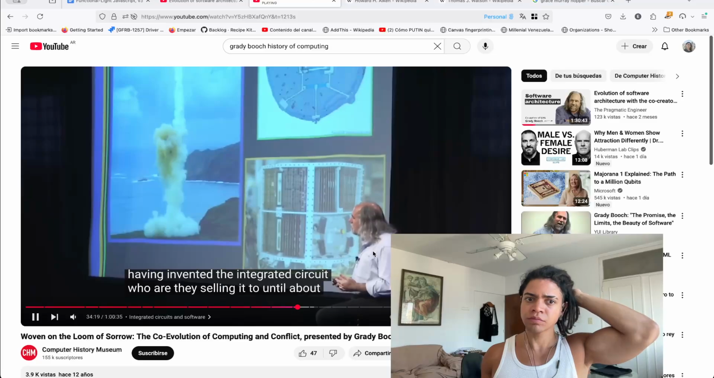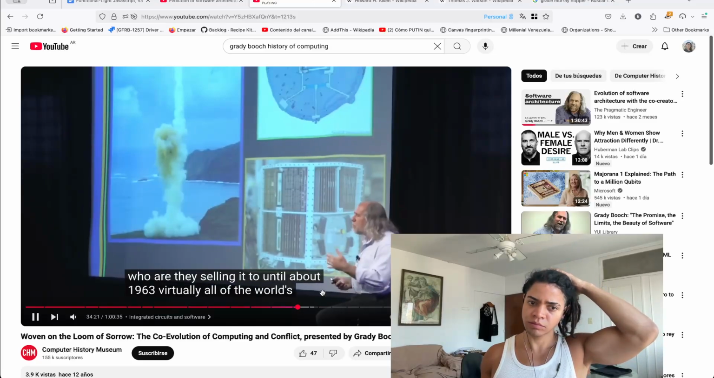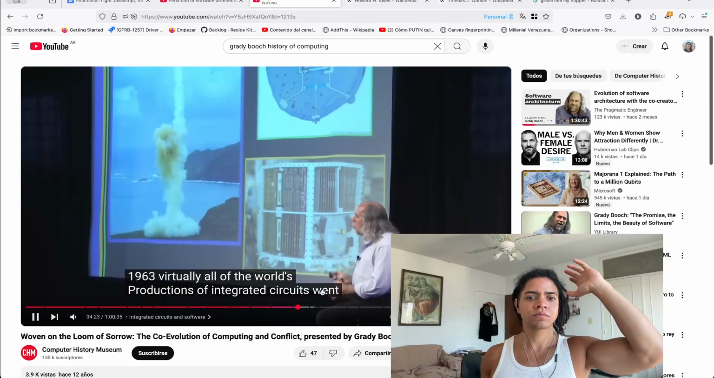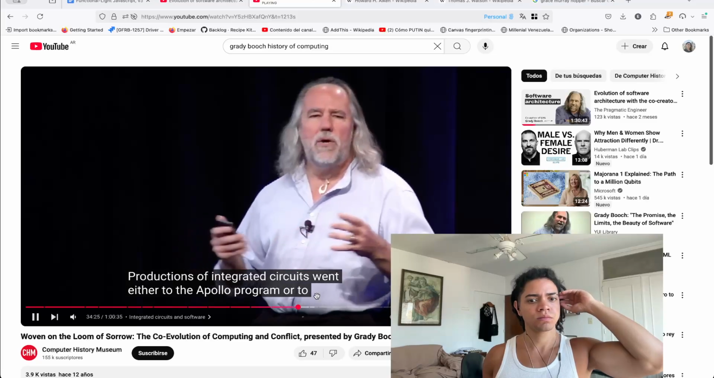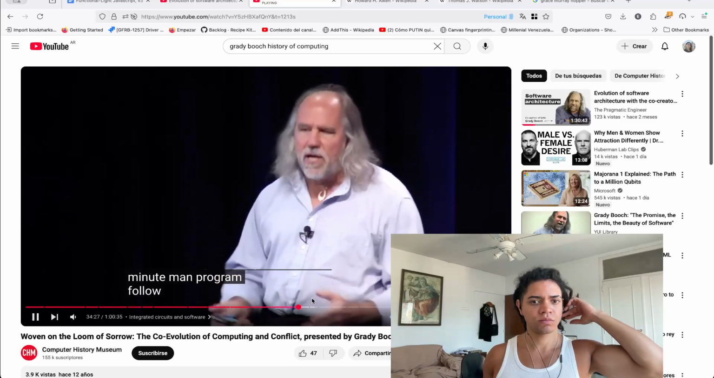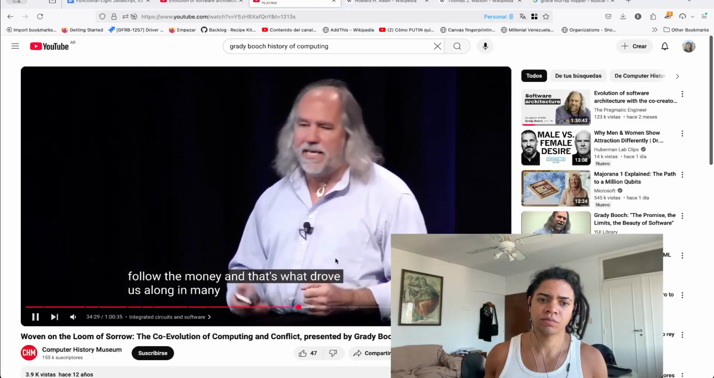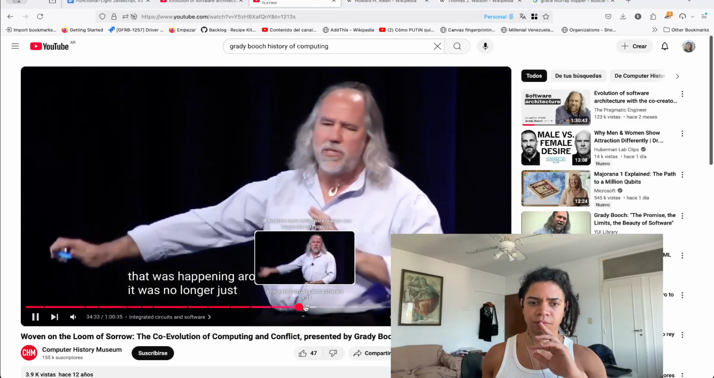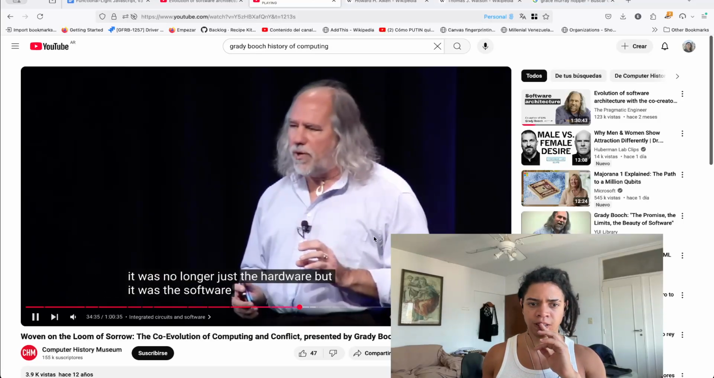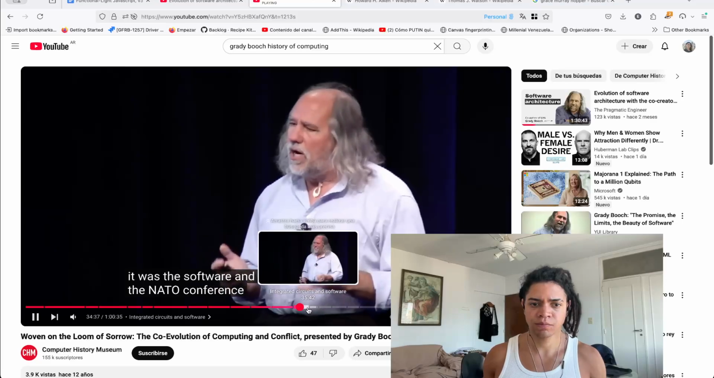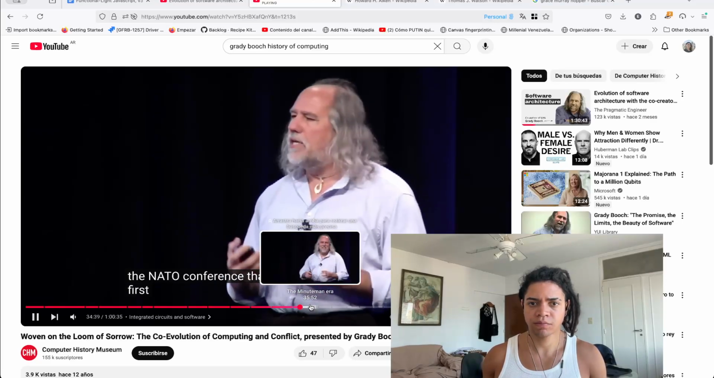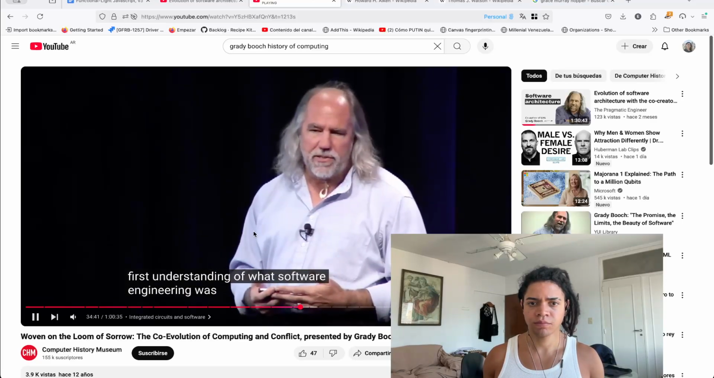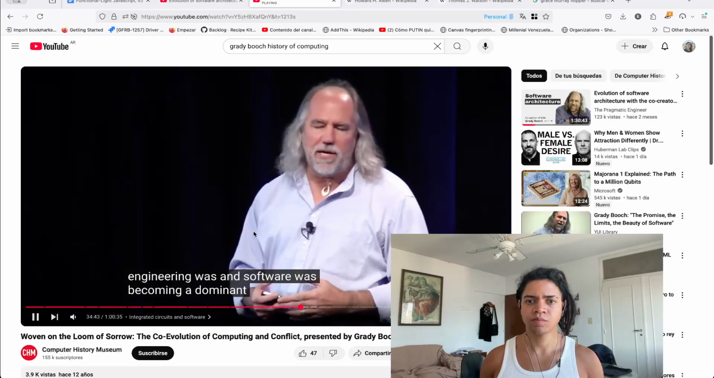Until about 1963, virtually all of the world's production of integrated circuits went either to the Apollo program or the Minuteman program. Follow the money, and it's what drove us along in many cases. Another thing that was happening around this time is it was no longer just the hardware, but it was the software. And it was through the NATO conference that we had the first understanding of what software engineering was. And software was becoming a dominant factor.